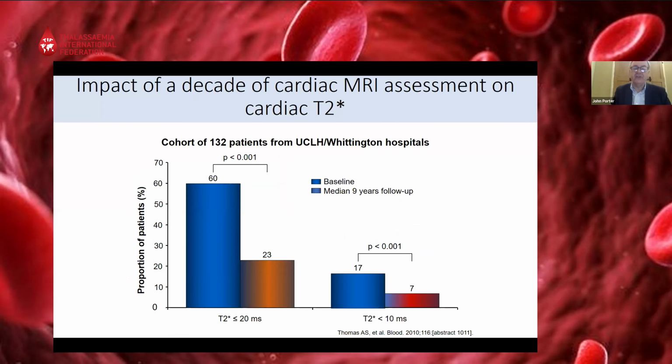When we introduced cardiac T2 star measurements by MRI to the clinic at the Whittington and UCH, in the cohorts we looked at, it's the same data that George showed, but shown in a slightly different way: survival related to control of T2 star. And once you know the patients who've got more iron in the heart, you can target them, you can intensify the treatment. So you don't just carry on doing what you were doing before.